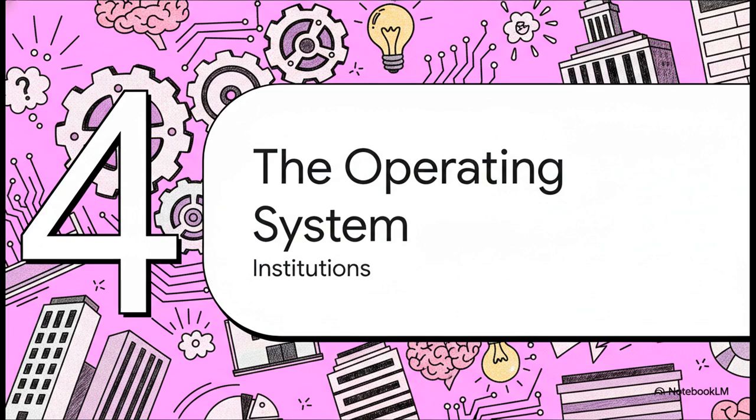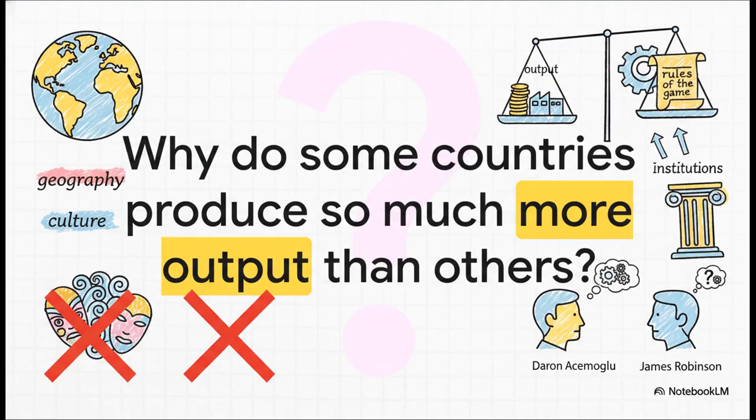Okay, so if ideas are the rocket fuel, you still need a launch pad, right? You need an operating system to run the whole thing. So why do some countries become idea factories, churning out innovations, while others just don't? This brings us to the final and maybe the most important piece of our puzzle. This is the huge question that guys like Daron Acemoglu and James Robinson tackled. And their answer was a big deal.